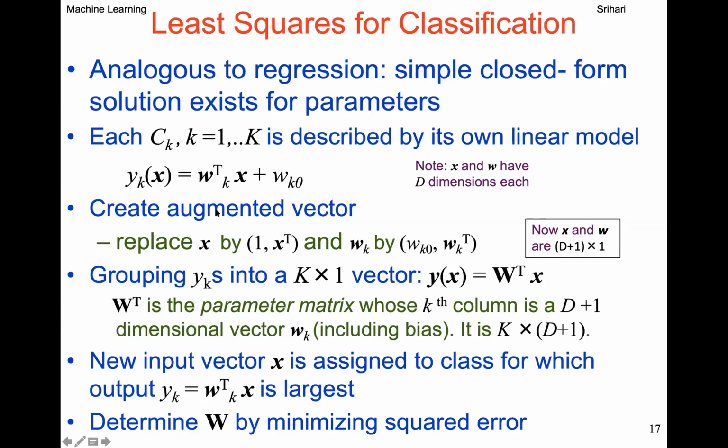So each class is represented by an equation of this form, y sub k, where this k corresponds to the class. So each class has its own linear model. And we create an augmented vector like we talked about, grouping the yk's into a K-dimensional vector, since there are several y's now. So it all becomes a particular matrix W. And a new input vector x is assigned to the class for which yk, W transpose k x, is largest. And how we determine this W is by minimizing squared error.